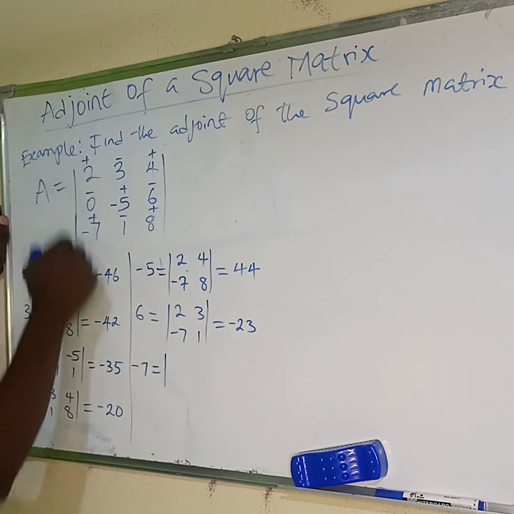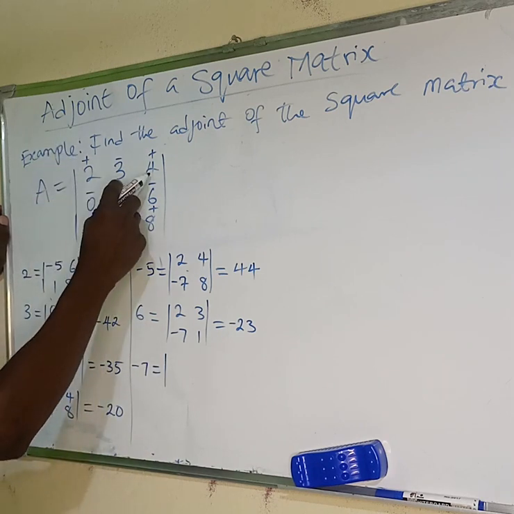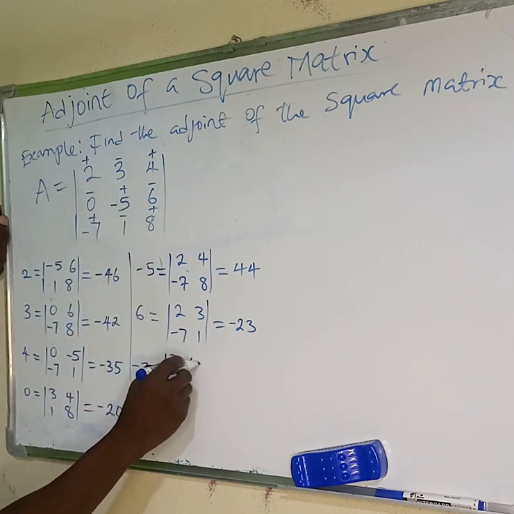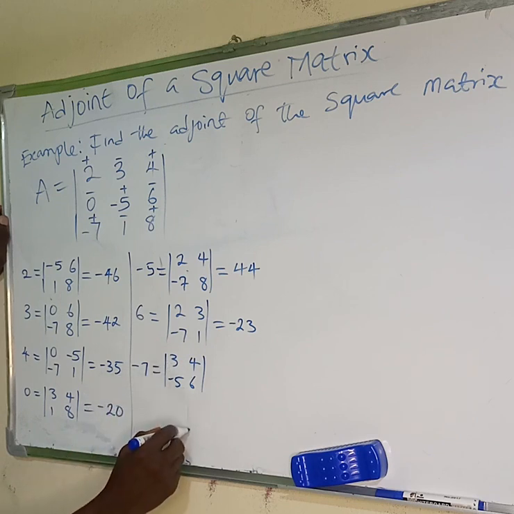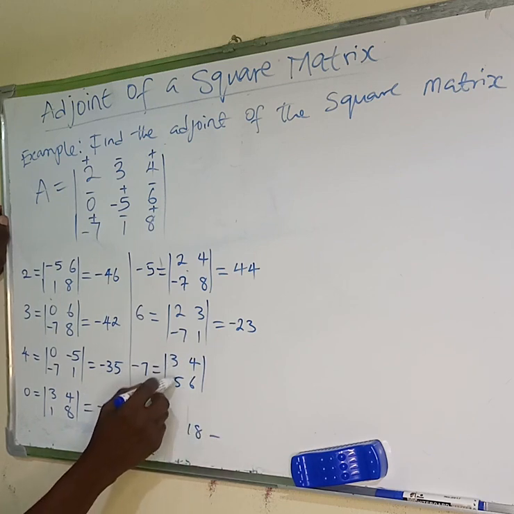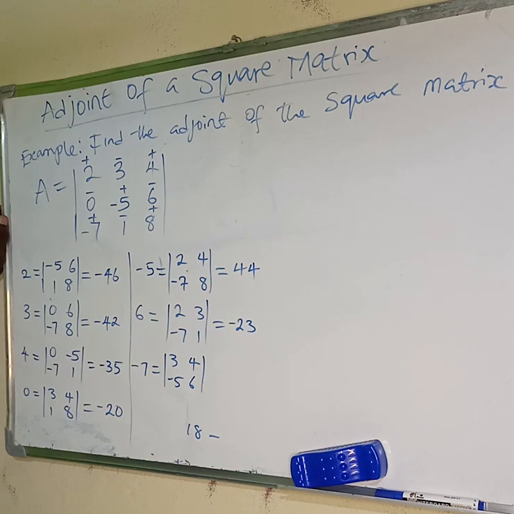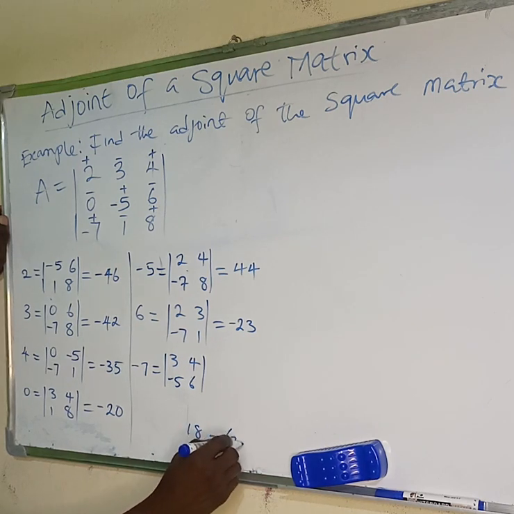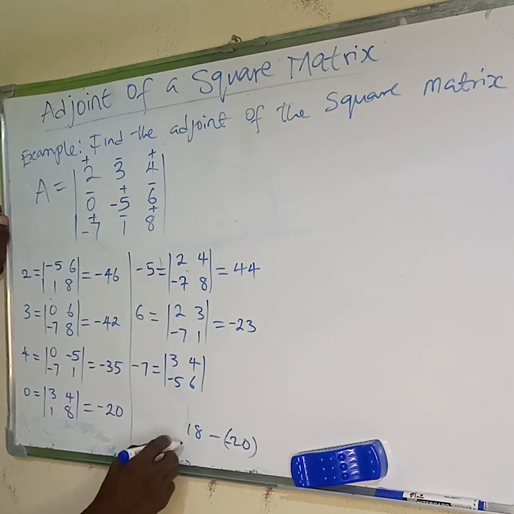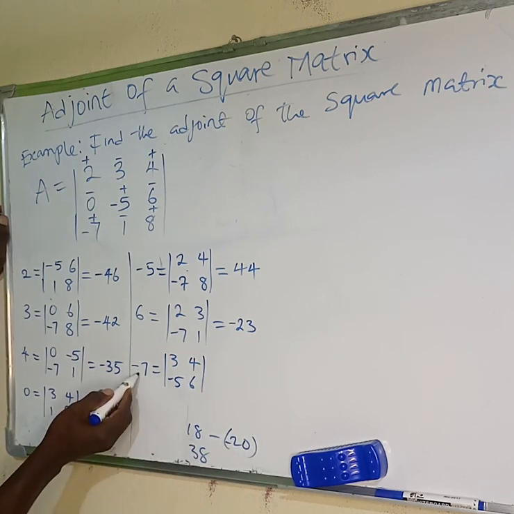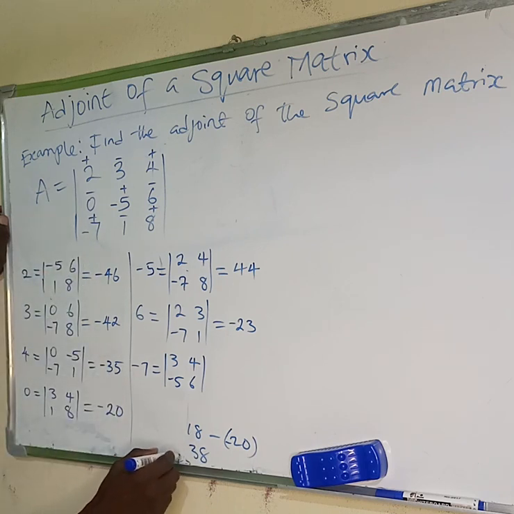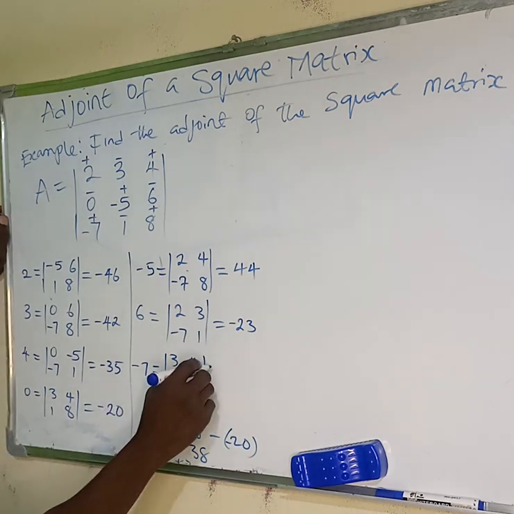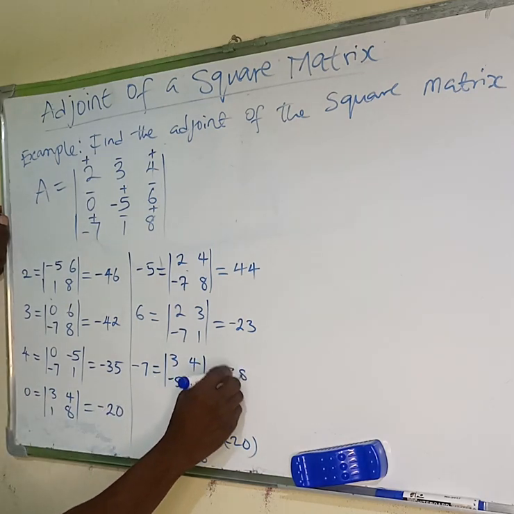If we eliminate all the numbers in row and column, we're going to have 3, 4, negative 5, 6. Now, 3 multiply 6 is 18, minus negative 5 multiply 4 will give us negative 20. So 18 minus 20 will give us positive 38. What is the place value sign for negative 7? Is plus. So our 38 remains positive. So this will give us 38.